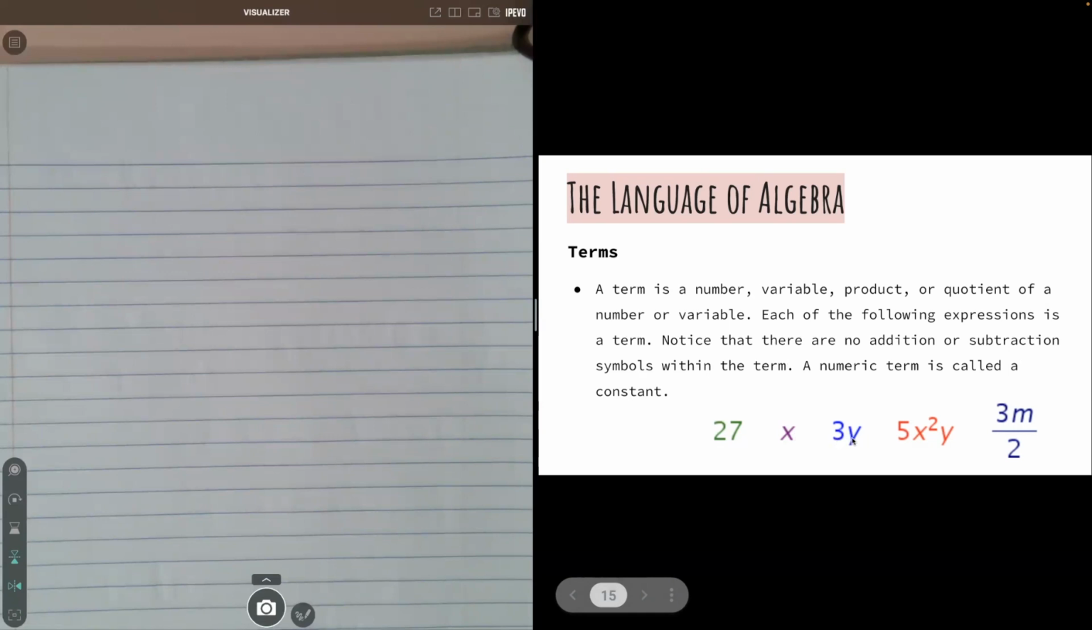This, we have 3 multiplied by the variable y. So here we have the coefficient 3 and the variable y being multiplied. And the number 5 multiplied by x to the second power times y. So we have two variable terms and the coefficient. And then 3m divided by 2, so 3, the coefficient, to m. These are being multiplied, and then that's being divided by 2. That is a term.